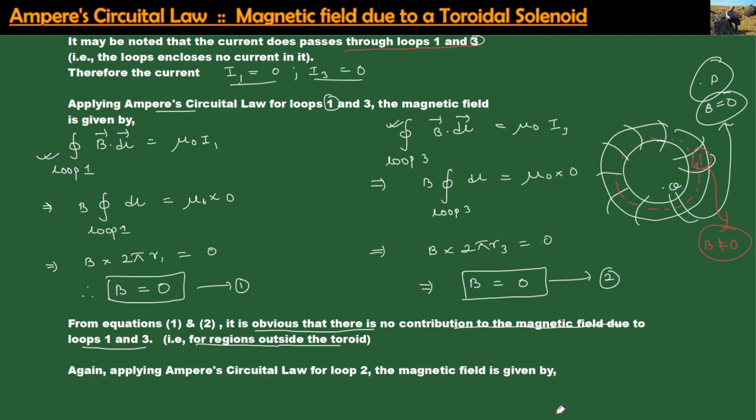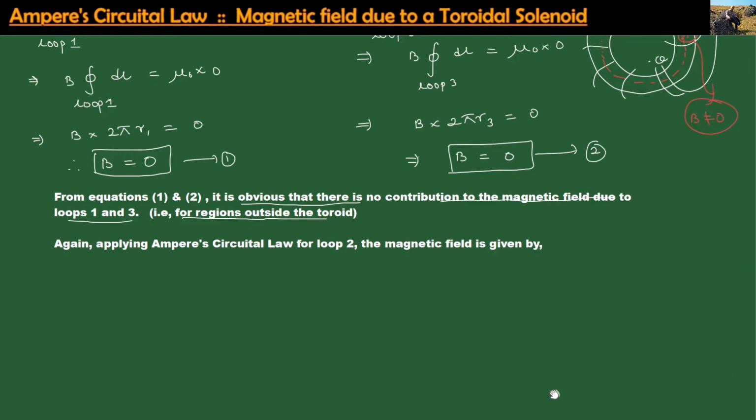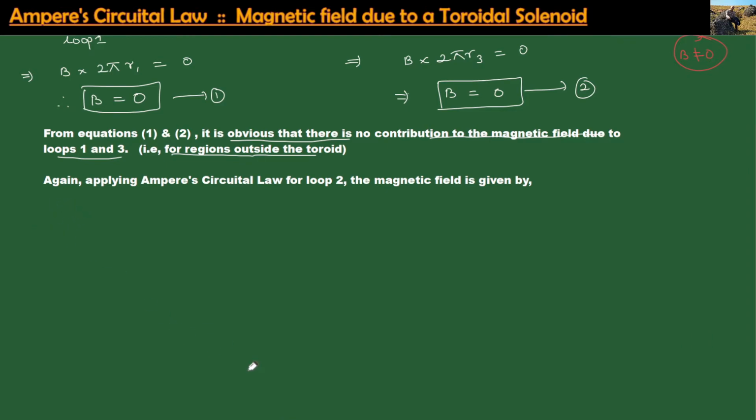Likewise, if you apply Ampere's circuital law for the third loop, that means the expression can be written as the line integral for loop 2. It is already known that the magnetic field will be non-zero for the second loop. So the line integral will be equal to mu naught I.